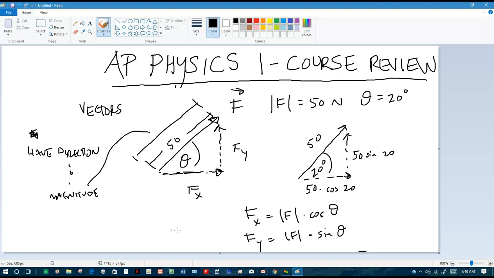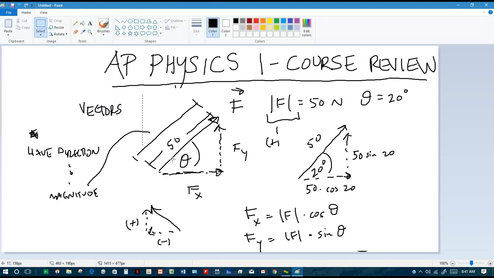Right? Okay. Can those be plus or minus? Yes, they could. If the force was going this way, then this component would be negative. This can be positive. So you can have negative components. But the magnitude is the absolute value, as can be shown here. So it's always positive. Okay?